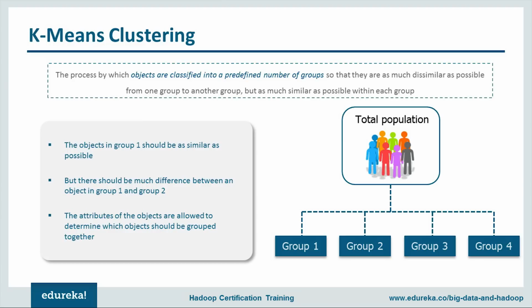So here, let's take an example. Let's say that we want to cluster the total population of a certain location into 4 different clusters, namely group 1, 2, 3, and 4. The main thing that we should keep in mind is that the objects in group 1 should be as similar as possible, but there should be as much difference as possible between an object in group 1 and group 2. It means that the points lying in the same group should have similar characteristics, and they should be different from the points lying in a different cluster, and the attributes of the objects are what determine which objects should be grouped together.